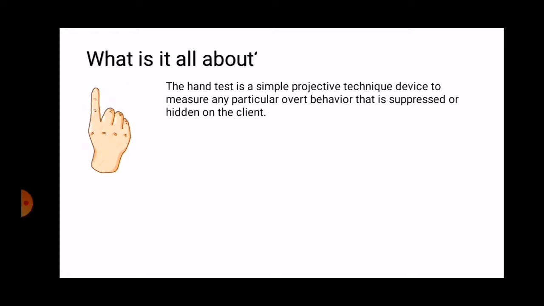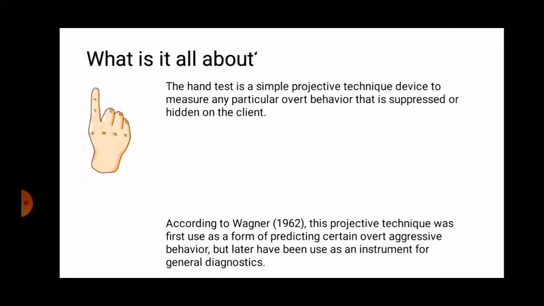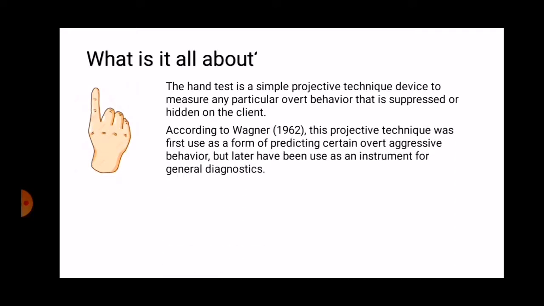So the Hand Test is a simple projective technique devised to measure any particular suppressed or hidden behavior in the client. And not only that, according to Wagner, this projective technique was first used for predicting certain overt aggressive behavior but later has been used as an instrument for general diagnostics. So it's not only for predicting overt aggressive behavior but also for general diagnostics.